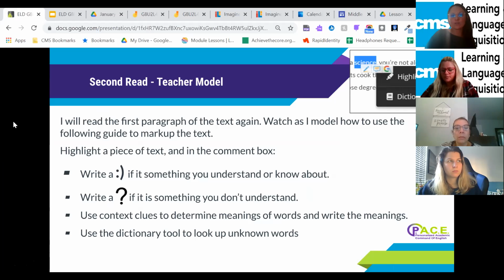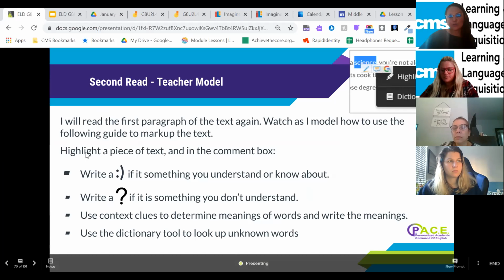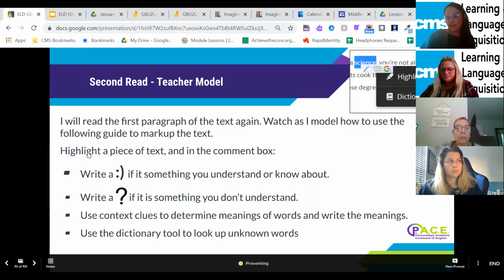When you highlight something that you understand or know about, I want you to write a smiley face in the comment box. I'm going to show you that in just a second. Write a question mark if it's something you don't understand. If there's a word and you can use context clues to figure out the meaning, write the meaning in a comment box. Or there's always the dictionary tool to look up unknown words. So that's what we want you to do for the second read.